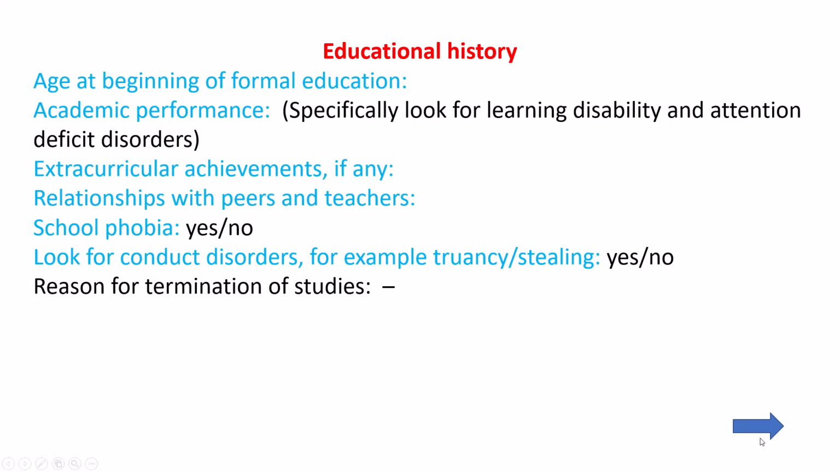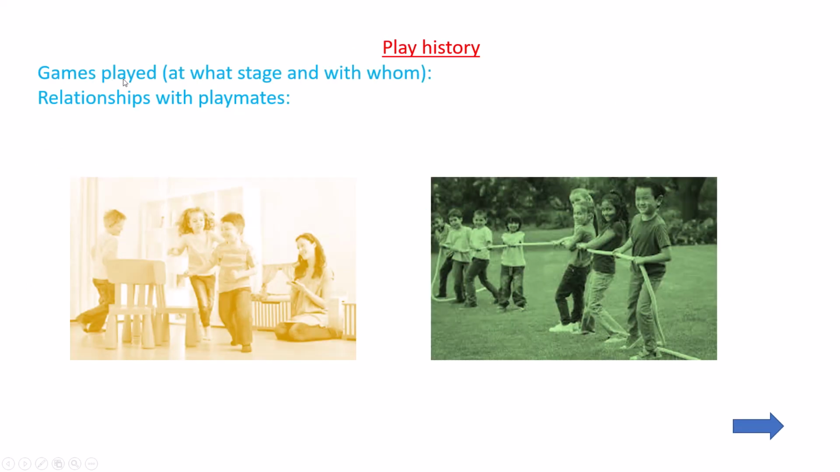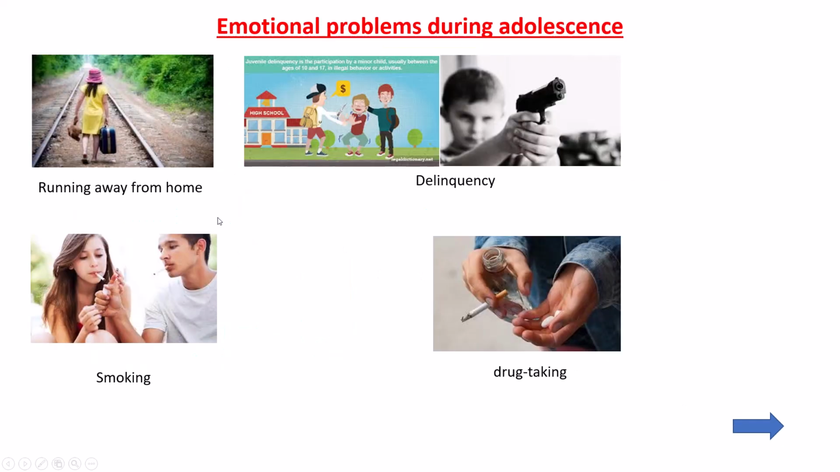Next is play history. Games played at what stage and with whom. Relationship with playmates, how they are maintaining their relation with playmates, always quarreling or making good friendship with them. This and all will be helpful to understand their problems. Then emotional problems. This is running away from home. This is mostly an adolescent problem. Running away from home.